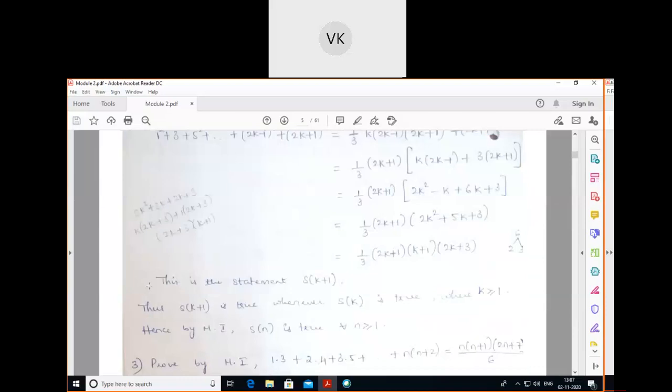So this is the statement, that is S of k plus 1. Now we are going to conclude the proof: hence by the mathematical induction, S of n is true for all n more than or equal to 1.